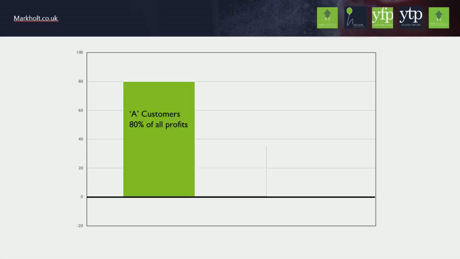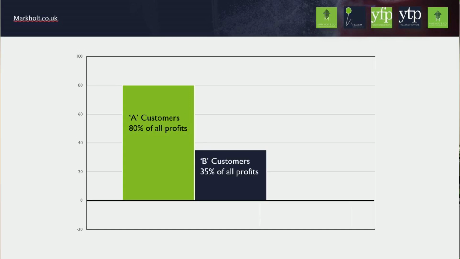What we saw in this case, and it's a very similar story in many other projects that we run, was that the A group generated most of the profits, around 80% of the bottom line. The B group accounted for around 35% of total profits. Now obviously that adds up to 115%, more than the reported profit.